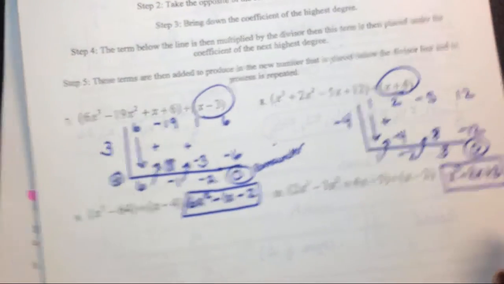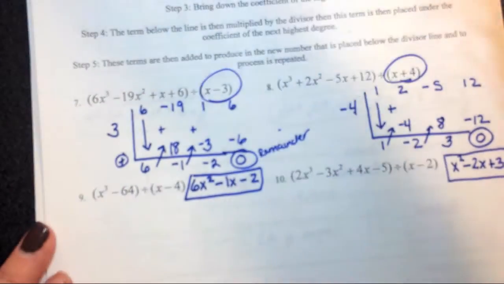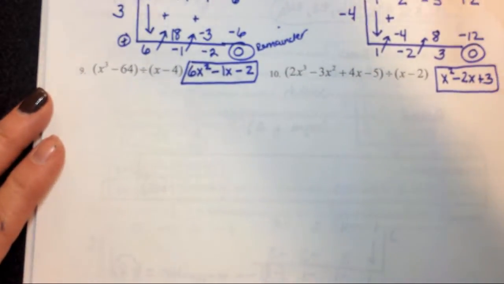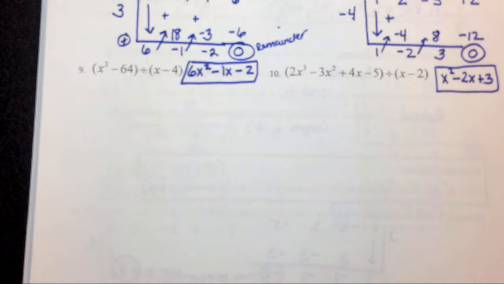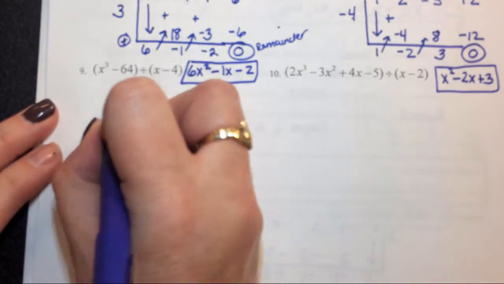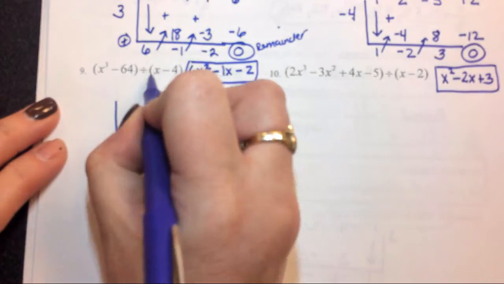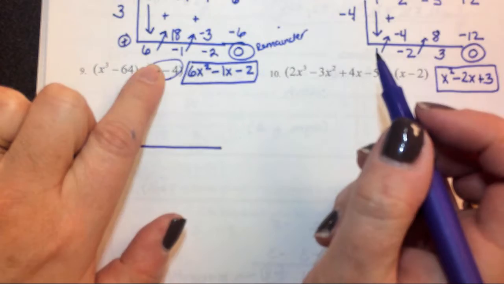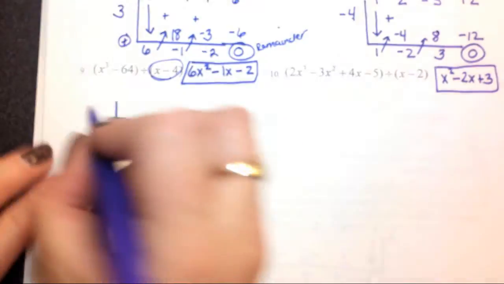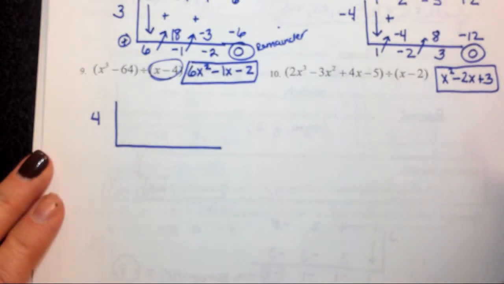Okay. So let's take a look at number 9. So in problem number 9, first of all, we can do synthetic division because you're dividing by a 1x plus or minus a number. So again, I'm going to draw half my rectangle. Now, x minus 4 is the factor. What 0 comes from this factor? 4. So that's what goes on the outside of the rectangle.